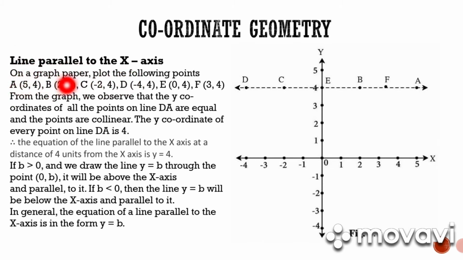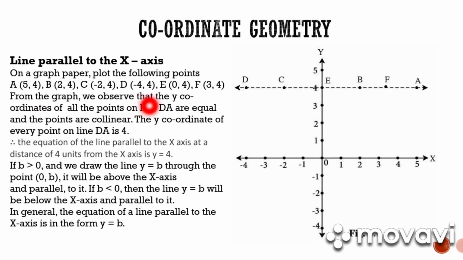On a graph paper, let us plot the following points: A (5, 4), B (2, 4), C (-2, 4), D (-4, 4), E (0, 4), and the coordinates of F are (3, 4). We will first draw the coordinate axis, that is x-axis and the y-axis, and we will plot the points on the graph. We notice that a line passes along the y-axis through 4.